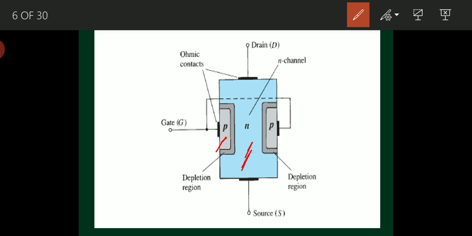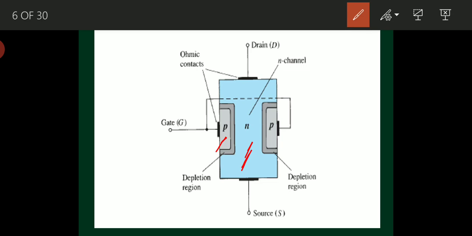So what happens? A diffusion of charge carriers will occur. What is diffusion? If charge carriers move from a high concentration area to a low concentration area without any applied external voltage, it is called diffusion.